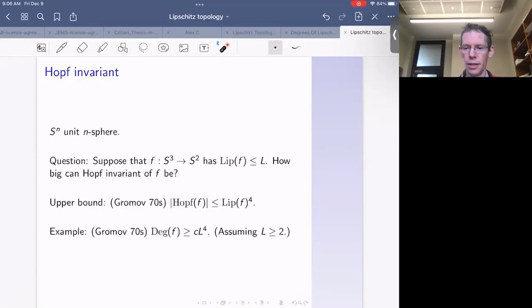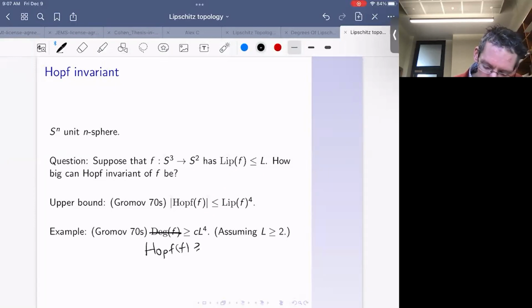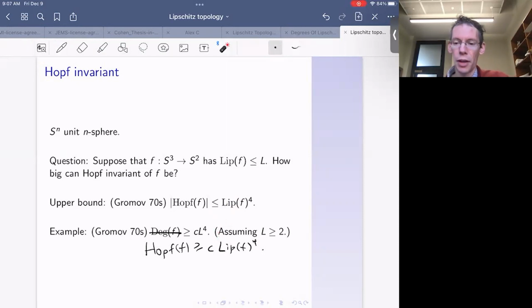Another example is the Hopf invariant of maps. So suppose we have a map from S^3 to S^2, which has Lipschitz constant at most L. How big could its Hopf invariant be? Misha studied this in the 70s, and he showed that it's something like the Lipschitz constant to the fourth. So it's at most the Lipschitz constant to the fourth, and there are examples which have Hopf invariant at least a constant times L to the fourth. So up to a constant factor, the answer to this scales like the Lipschitz constant to the fourth.